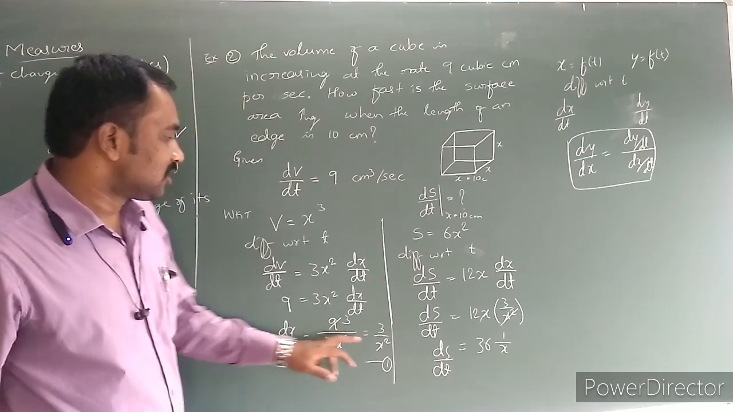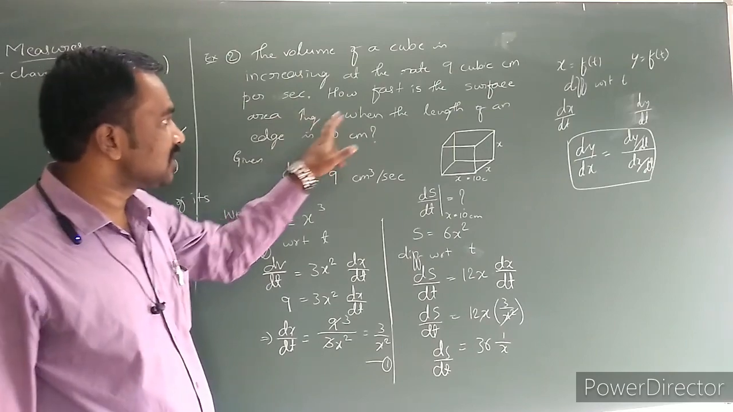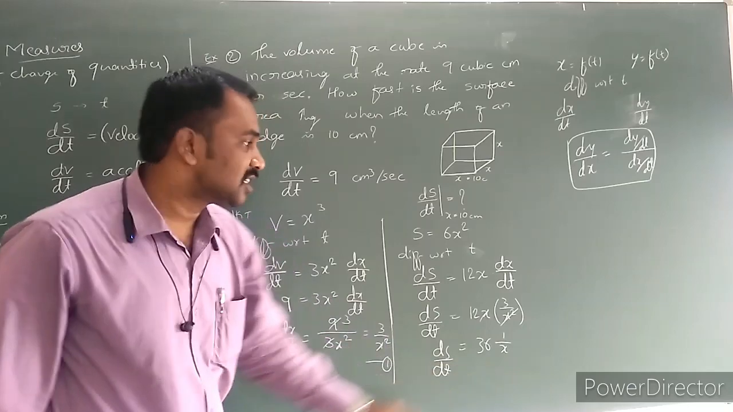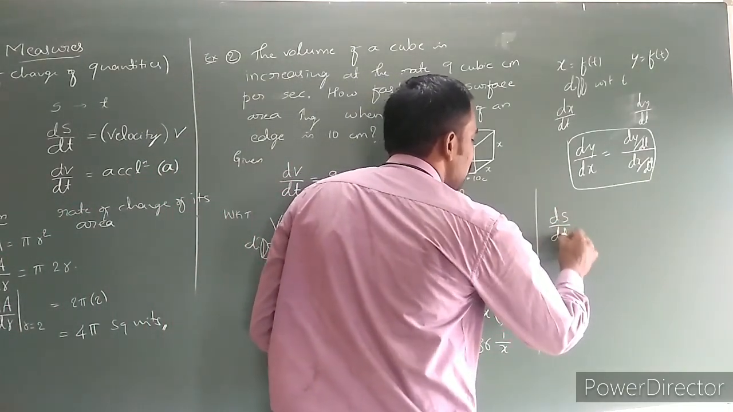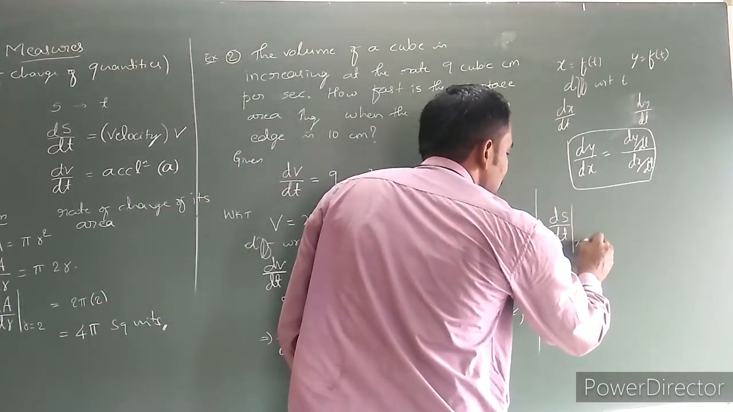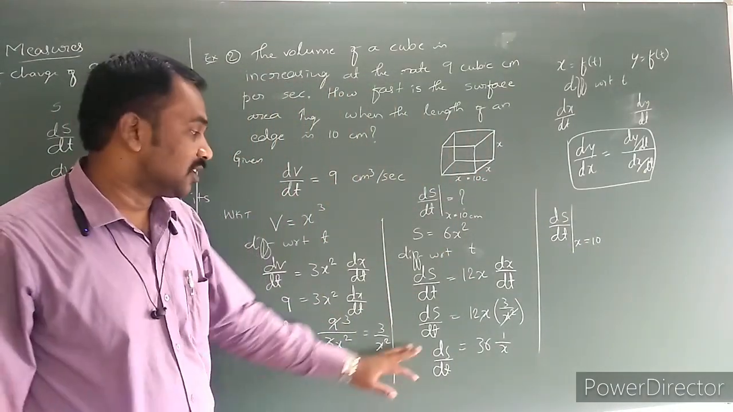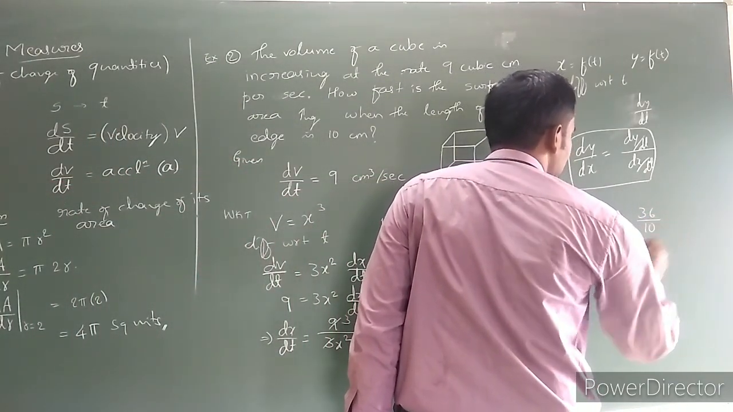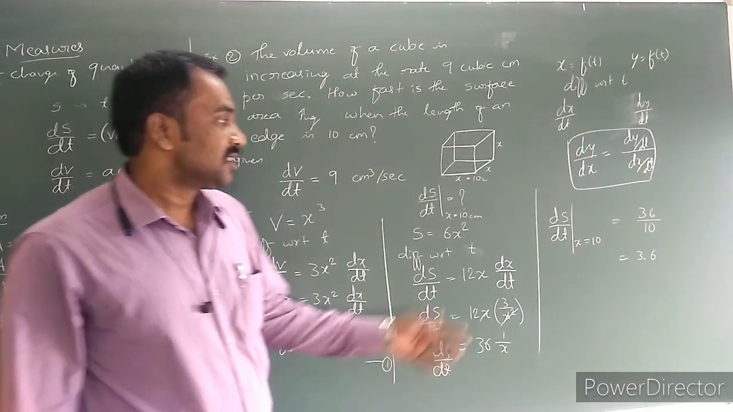But have you got the required result? No. They have given: how fast is the surface area increasing when the length of an edge is 10 centimeter. The length of the edge is 10 centimeters. That they have given, so we can continue. ds is the rate of change of surface area with respect to the time whenever the length of an edge is 10 centimeter. Wherever x is there, replace it with 10. What will you get? 36 divided by 10. Finally, we can write it as 3.6. And just mention the unit.